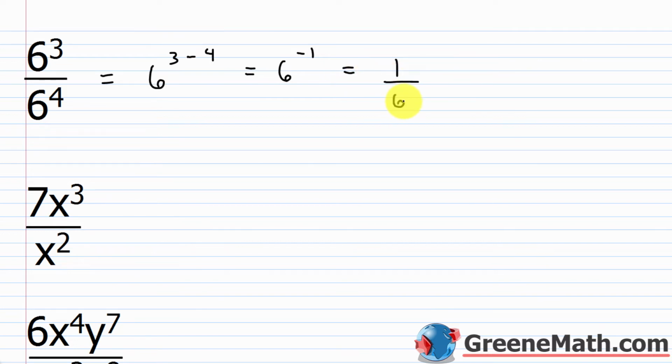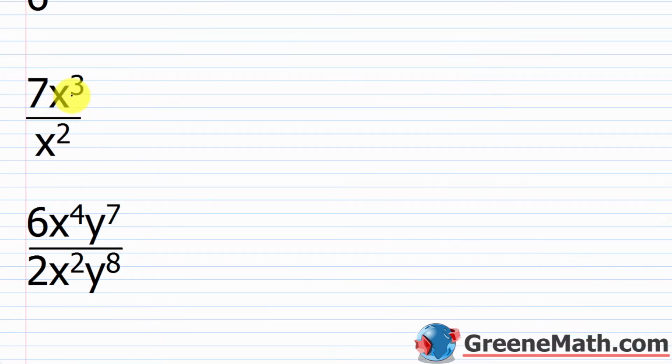All right, for the next one, I have 7x cubed over x squared. So I can write this as 7 times x cubed over x squared. And what we can do here, again, 7 just stays the same. That's unaffected. We have the same base, so x stays the same. And we subtract 3, the exponent of the numerator, minus 2, the exponent of the denominator. And I end up with x to the power of 1, or just x. So this would be 7x.